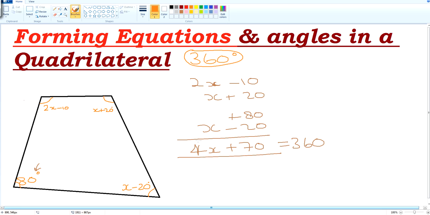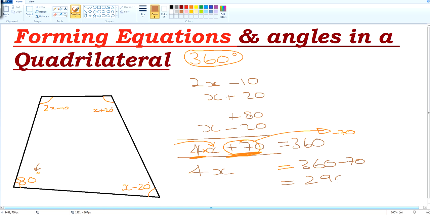Remember, we have to work out the value of x. X has been timed by 4. That's the first action. Plus 70 is the second action. We always move the last action first. Grab it by the scruff of its neck, throw it over. It lands with a thud. It becomes a minus 70. Change side, change sign. So we still have 4x. We have 360 minus 70. That will give us what? 290. That will give us 4x.